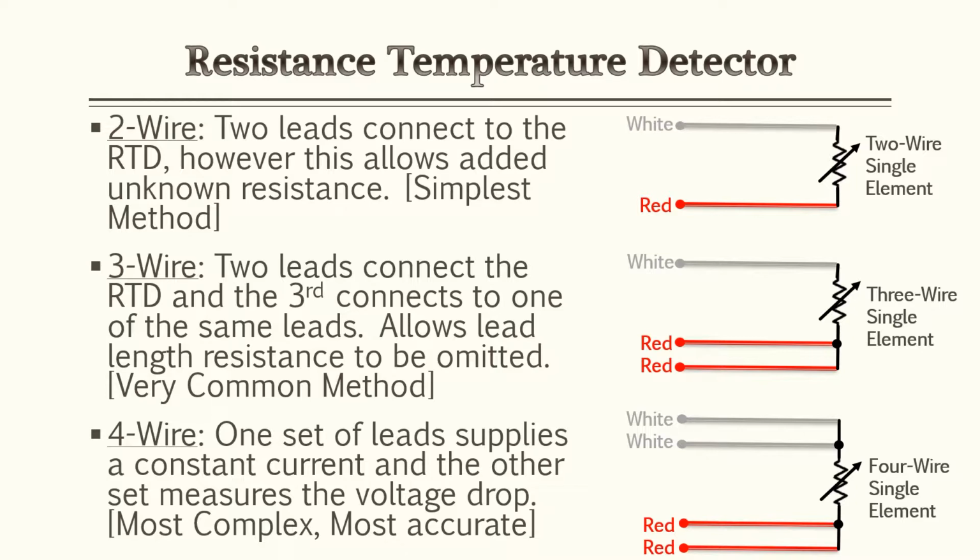Now, the most accurate but most complex method is your 4-wire configuration. One set of leads supplies a constant current, and the other measures the actual voltage drop. So this one, even though it actually has more wiring involved, it's also the most accurate.